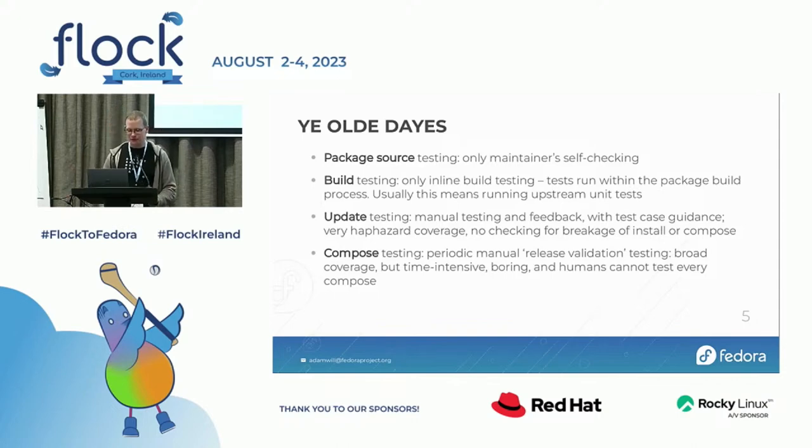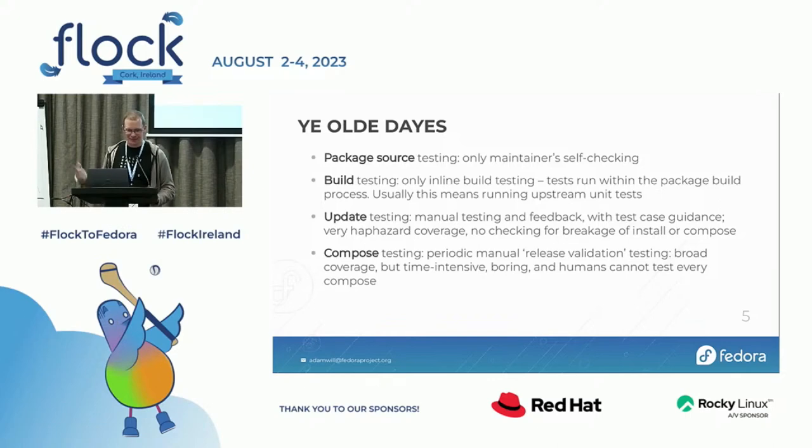At the update level, we had manual testing. So this is all circa, say, 2013 or something. There was manual testing of updates, which was kind of haphazard. We have this little mechanism where if a test in the wiki is specially tagged, it will show up on the update page. So we can give you some guidance: this is a test, it might be useful to run on this update. But that was about it.